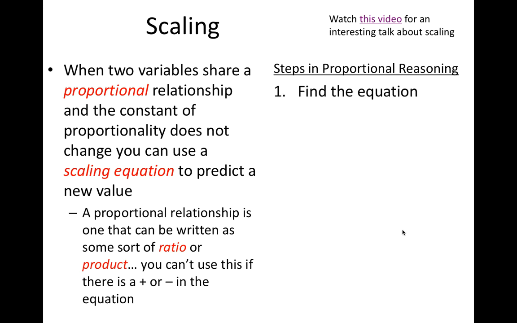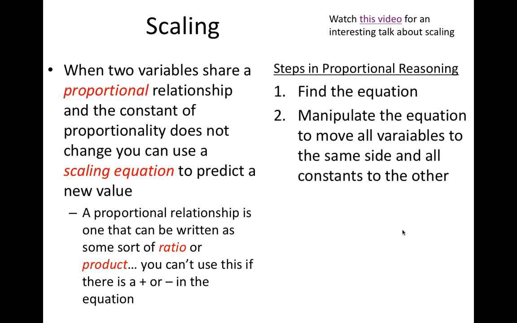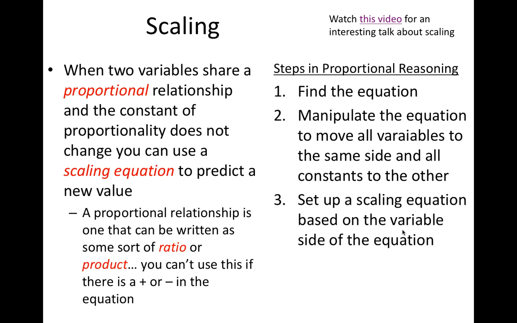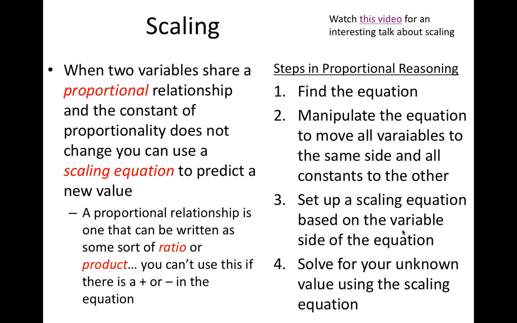First, you'll need to find the equation. That's where the physics will come in. Second, you'll need to manipulate the equation and move all variables to the same side and all constants to the other. Third, you can then use our scaling equation based on the variables that are on one side of the equation, and then you can use that equation to solve for your unknown variable.